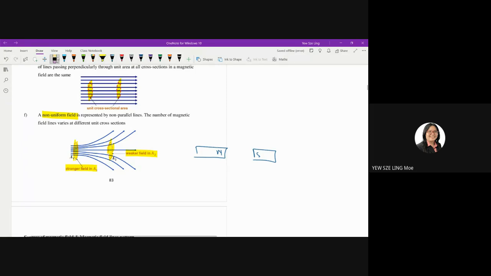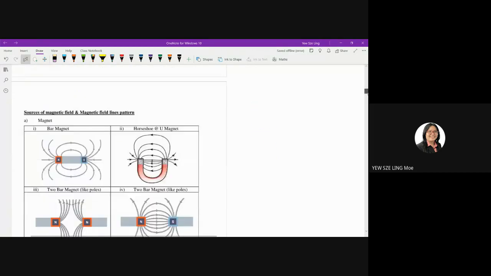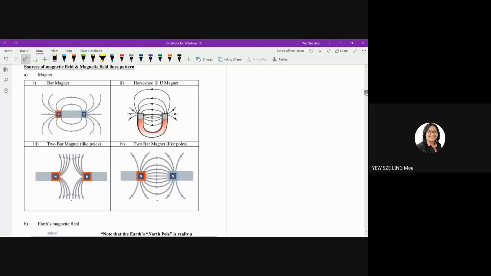Okay, it's exactly the same as our electric field, in terms of the number of lines, its strength and so on. So how are we going to sketch magnetic field line patterns? There are a few patterns that you need to know because it might come out in the exam.